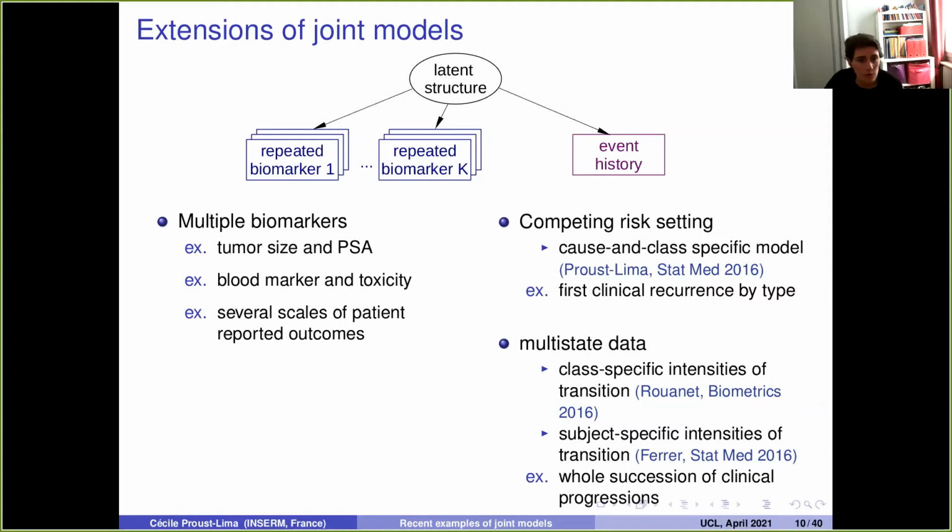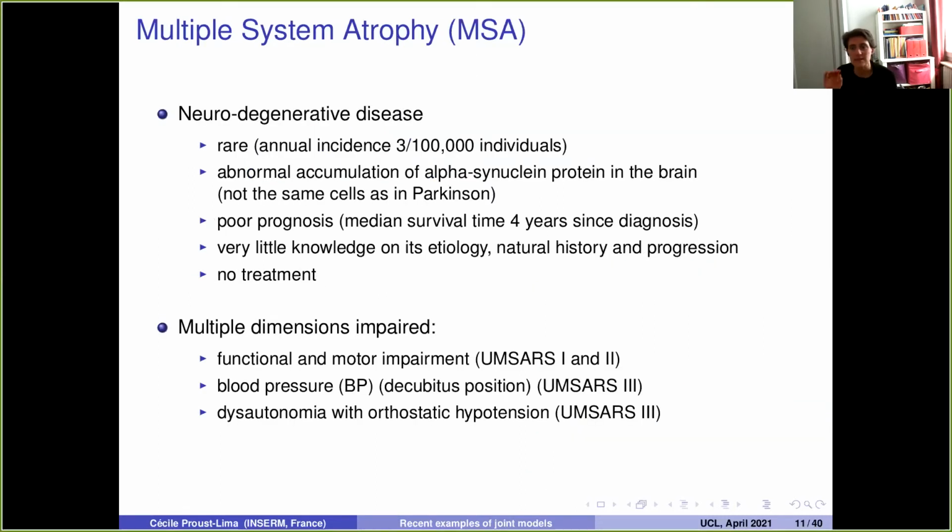And this is what I want to propose today with you, with a motivation in neurodegenerative diseases, with a very rare neurodegenerative disease, which is called multi-system atrophy. This disease, the MSA, is characterized by an abnormal accumulation of alpha-synuclein protein in the brain. So the same protein as in Parkinson's, but it does not go into the same brain cells as in Parkinson's.